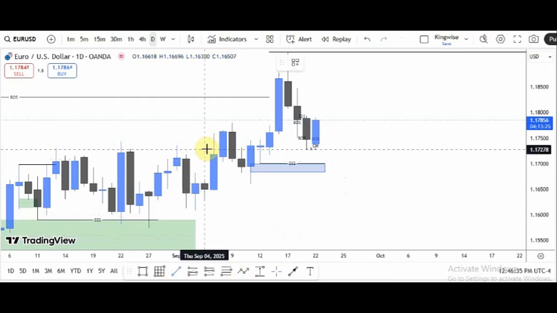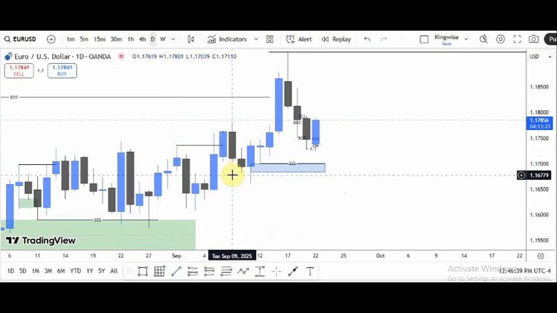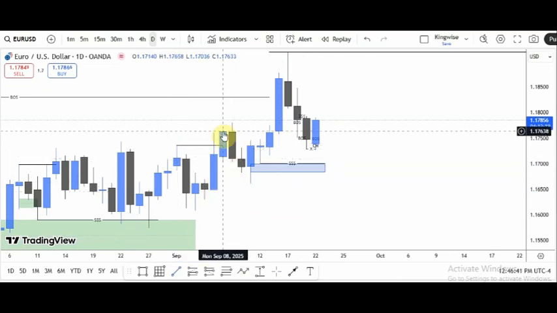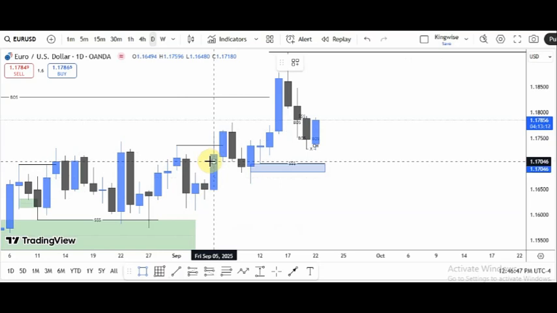So you need to understand the issue of liquidity. Look at here now. We had a break of structure here. Now market went up, came back down into this fair value gap. This is a fair value gap here. Came into this fair value gap.